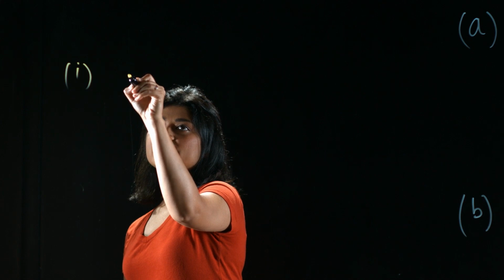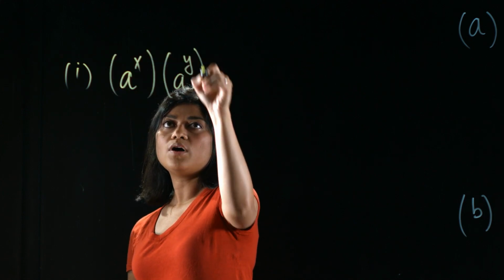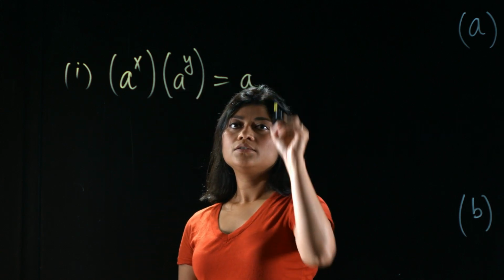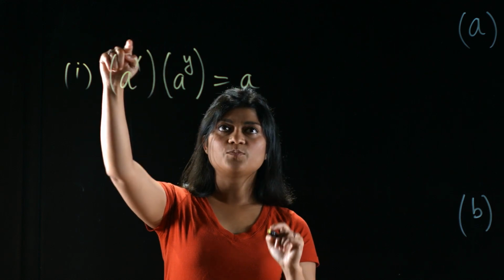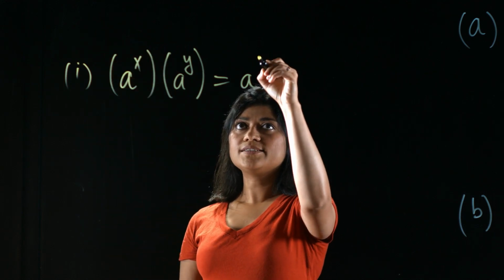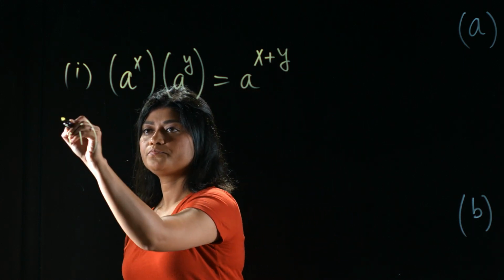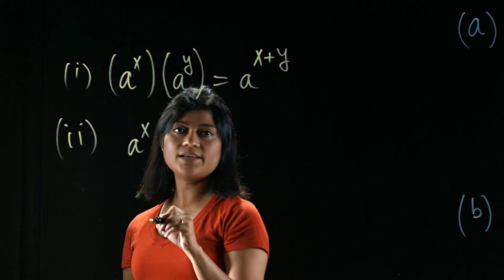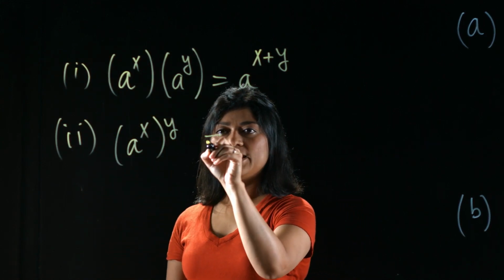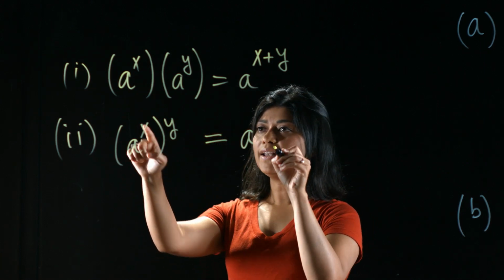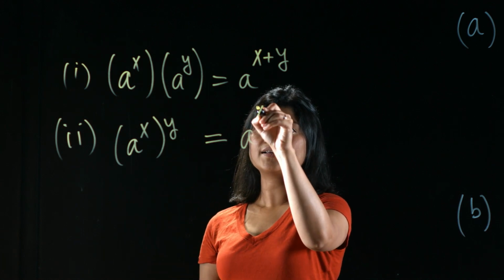is that if you have, say, a to the power x multiplied to a to the power y, then you simplify it by adding the x and y in the exponent. So this is the same as a to the power x plus y. Second property, if you have a to the power x and you raise the whole thing to the power y, then that's same as saying you multiply the two things in the exponent. So this is same as a to the power x times y.